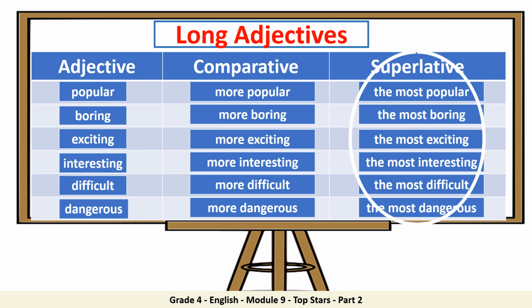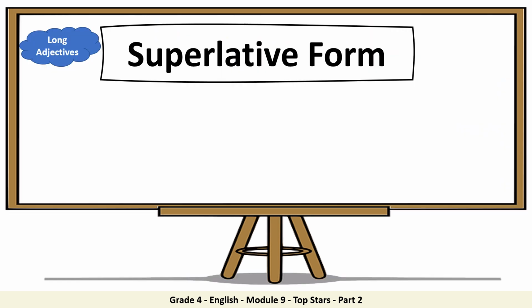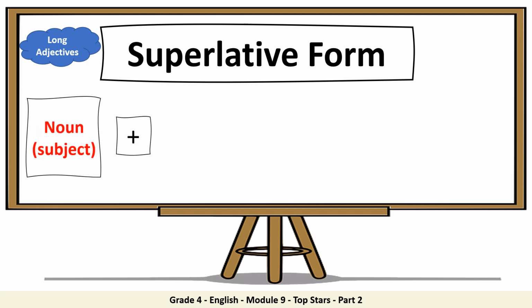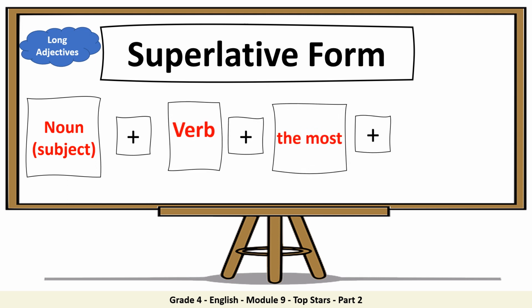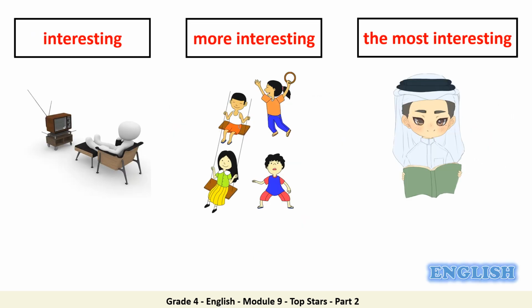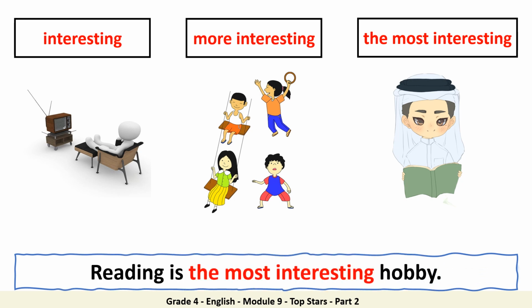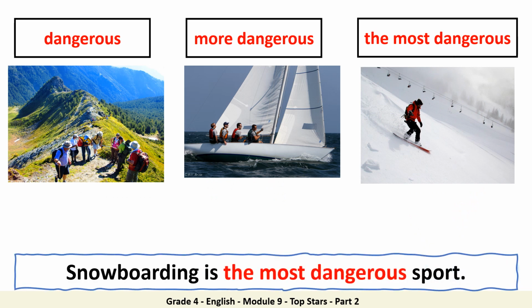Well done. And to make a sentence in the superlative form using long adjectives, you need to follow this structure. You'll start your sentence with noun or subject plus verb plus the most plus adjective. Let's have some examples. Reading is the most interesting hobby. Snowboarding is the most dangerous sport.